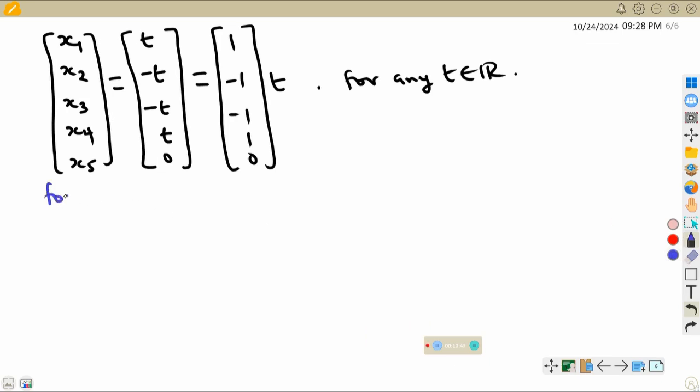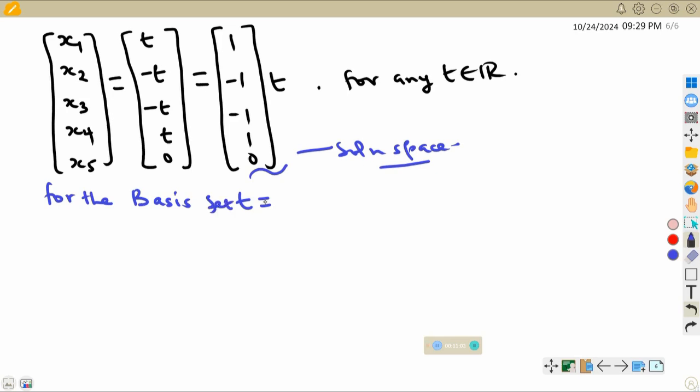So if we need to obtain the basis, because this is our solution space, to obtain the basis, we shall set t to be 1.